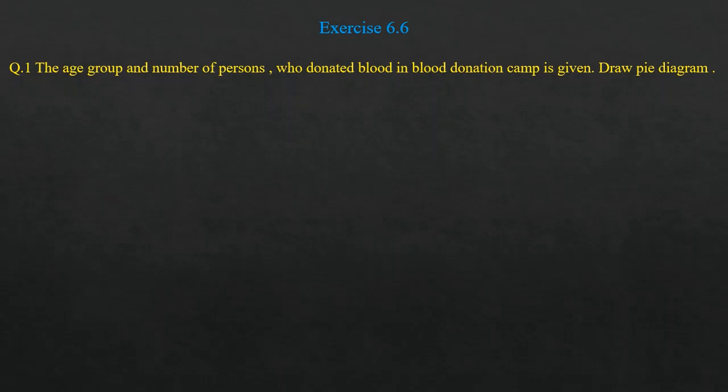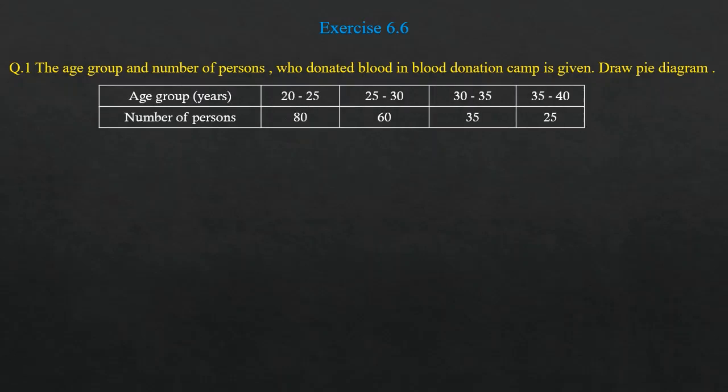The age group and the number of persons who donated blood in a blood donation camp is given. We have to draw its pie diagram. Groups are given in terms of age and number of persons is our data. We have to draw this information by using a pie diagram. So whenever we are drawing a pie diagram, we have to prepare a table in which we will find the central angle. Because when you have to divide the circle into different sectors, you will need the central angle of every sector. Therefore, whenever you are drawing a pie diagram, we require the central angle.